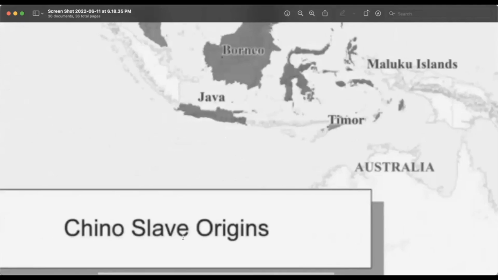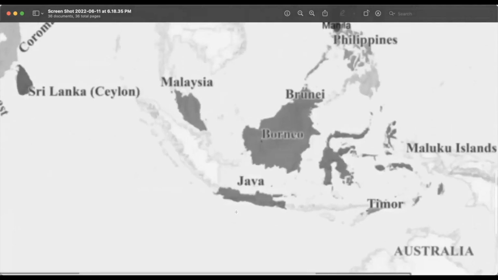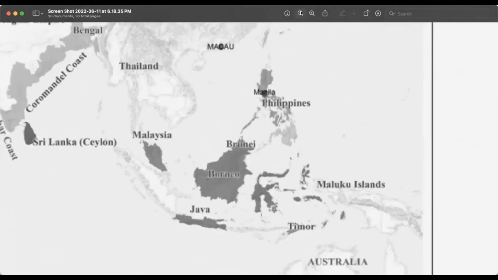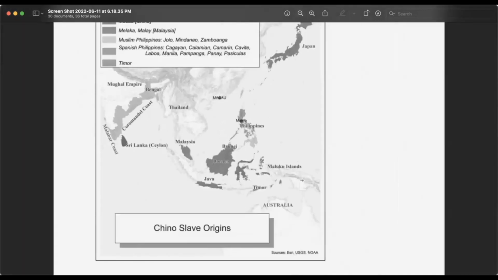Again, Chino slave origins. These places right here were filled with so-called Negro people they were bringing to the Americas. These weren't Africans they were bringing, these slave trades. They were coming from Asia, actually. A whole history that wasn't told to us in our school systems.